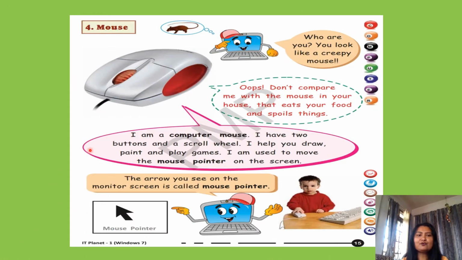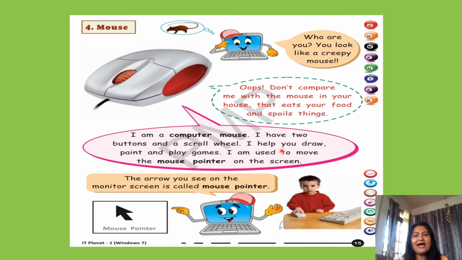So children, we move on to point number 4, that is the mouse. Okay, it's not the mouse which we find at home, which eats our food and spoils all things, isn't it? What is it telling? It is telling, I am a computer mouse. I have 2 buttons and a scroll wheel. Okay, so you can see the buttons. This is the right button and this is the left button, and in between you see this is the scroll wheel, which helps us to turn the pages in a computer monitor.